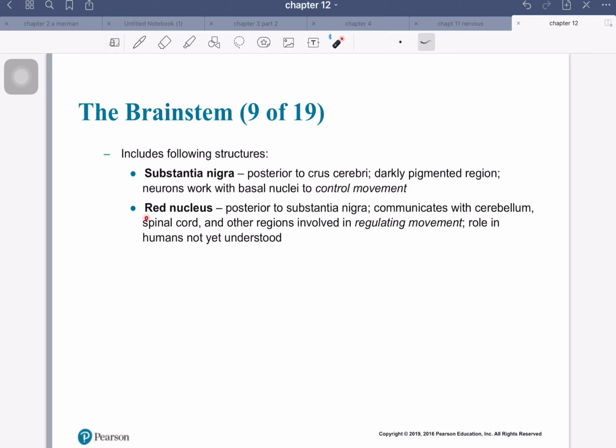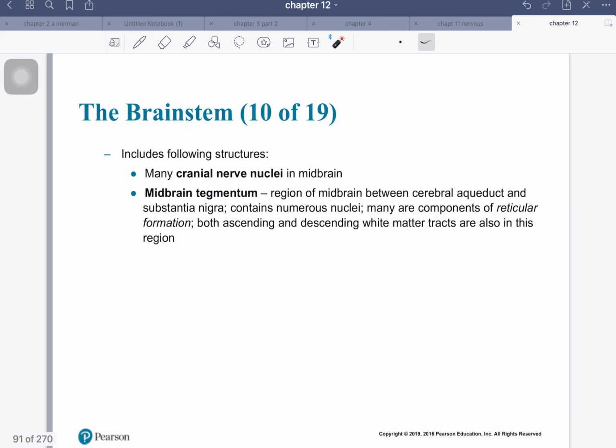The red nucleus is also here, and it's posterior to the substantia nigra. And it communicates with the cerebellum, also the spinal cord and other regions. And it has a role in regulating movement. Okay, there are also a number of cranial nerve nuclei in the midbrain.